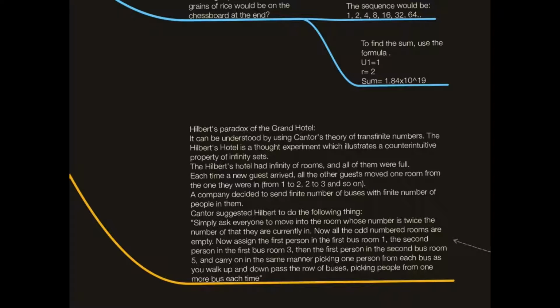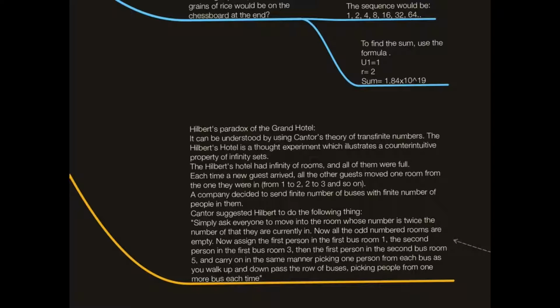Another famous example would be Hilbert's paradox of the Grand Hotel. It can be understood by using Cantor's theory of transfinite numbers. Hilbert's hotel is a thought experiment which illustrates a counterintuitive property of infinite sets. Hilbert's hotel had an infinity of rooms, and all of them were full. Each time a new guest arrived, all of the other guests moved one room from the one they were in. So the guest in room number 1 moved to number 2, number 2 to 3, and so on, so that room number 1 was always vacant.